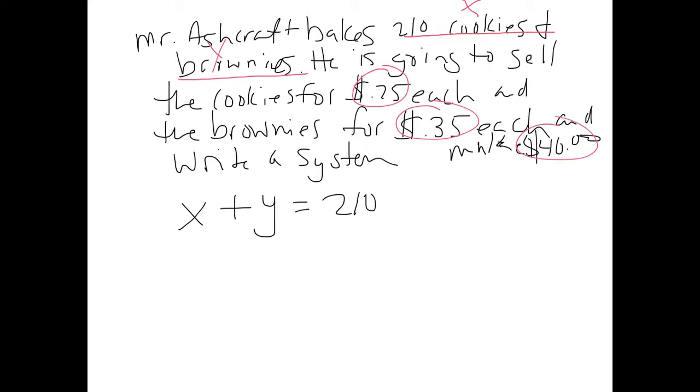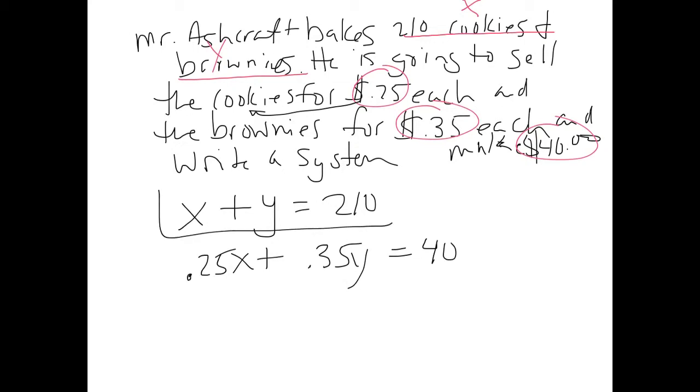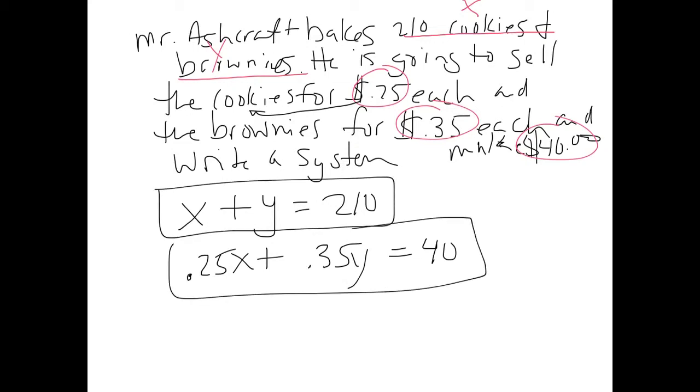And so in that equation, we're going to have the 0.25 in here, the 0.35 in here, and then we're equaling $40. We know we're going to add them up because we're adding our money up. It's 25 cents each for a cookie, which was x, and 35 cents for a brownie. So this would be our two equations for this system of equations.